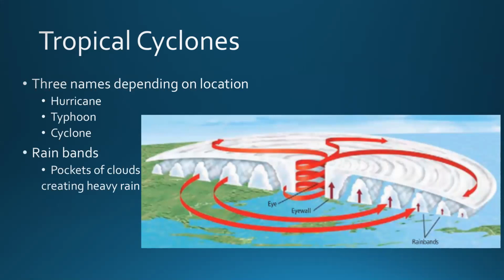So within this, either hurricane, typhoon, cyclone, whatever you want to call it, are these rain bands. So you can see them kind of labeled on the diagram there, and they're just pockets of clouds creating very, very heavy rain that you can see there in the picture.